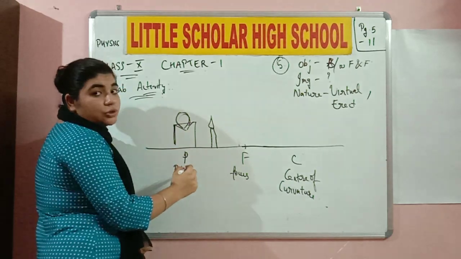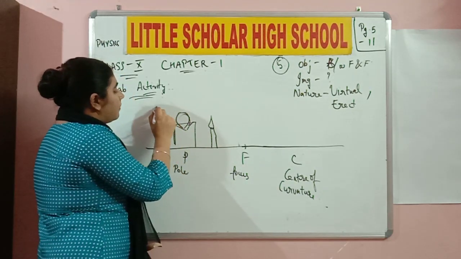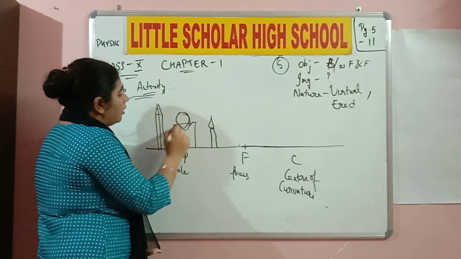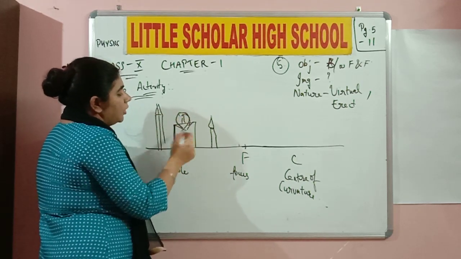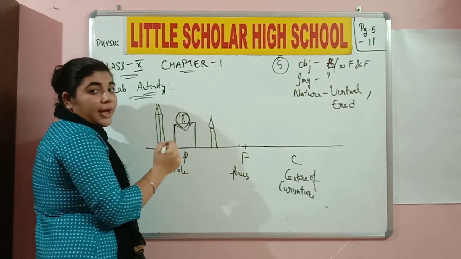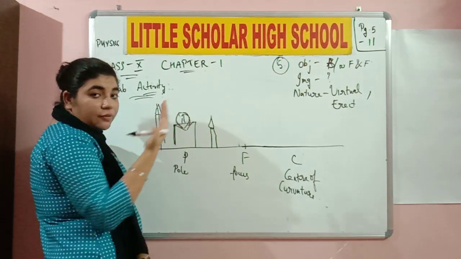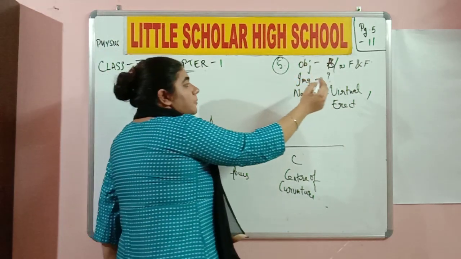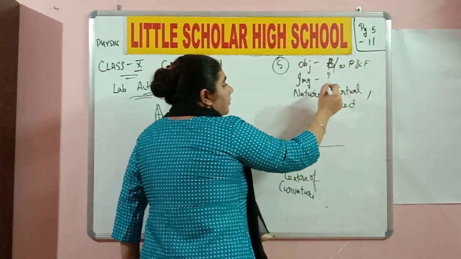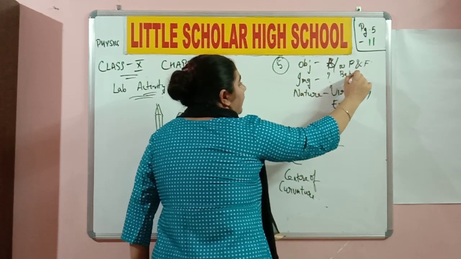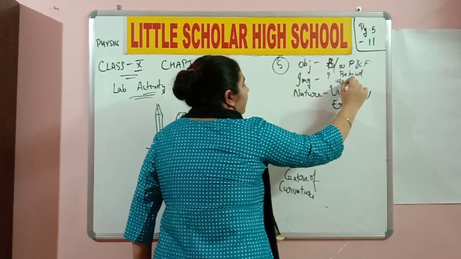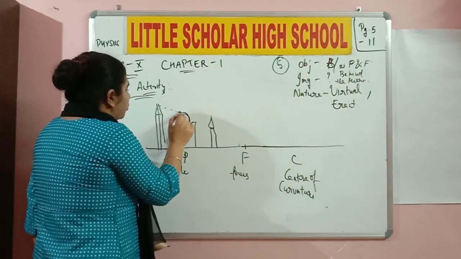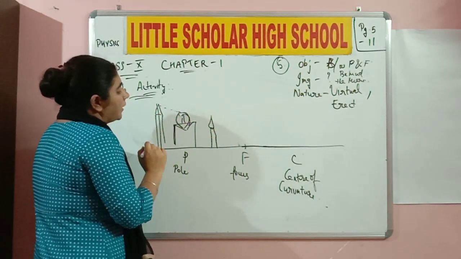When I place the object between P and F, the image is going to be actually formed in the mirror. You can see it in the mirror, and it appears as if the rays are coming from the mirror. So how do you say it? Whenever the object is placed between P and F, the image is going to be formed behind the mirror.